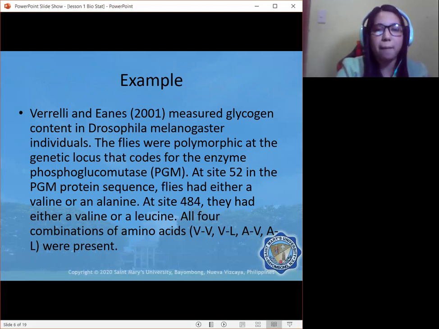phosphoglucomutase, or PGM, at site 52 in the PGM protein sequence. Flies had either a valine or an alanine. At site 484, they had either a valine or a leucine, so all four combinations of amino acids were present: VV, VL, AV, and AL.